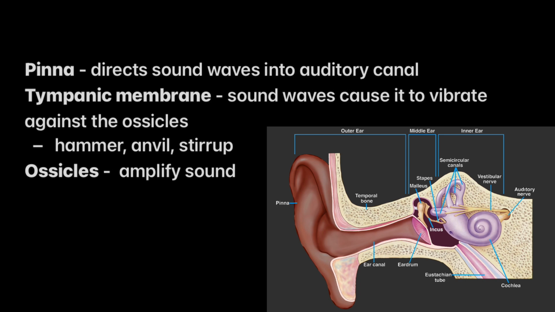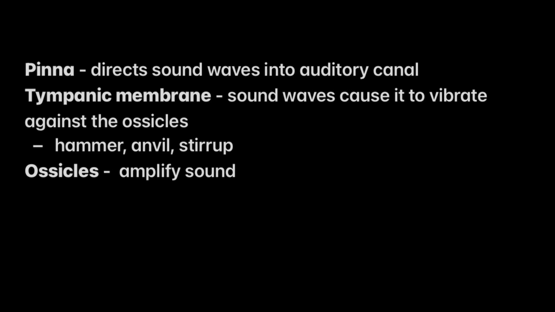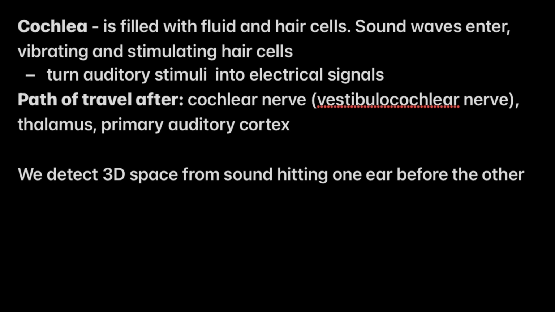The ossicles amplify sound waves before going into the cochlea, and the cochlea is filled with fluid, which has hair cells in it, and the sound waves will vibrate against the hair cells. And this is where vibrations are turned into electrical signals, and after that they go to the cochlear nerve, the thalamus, and the primary auditory cortex.